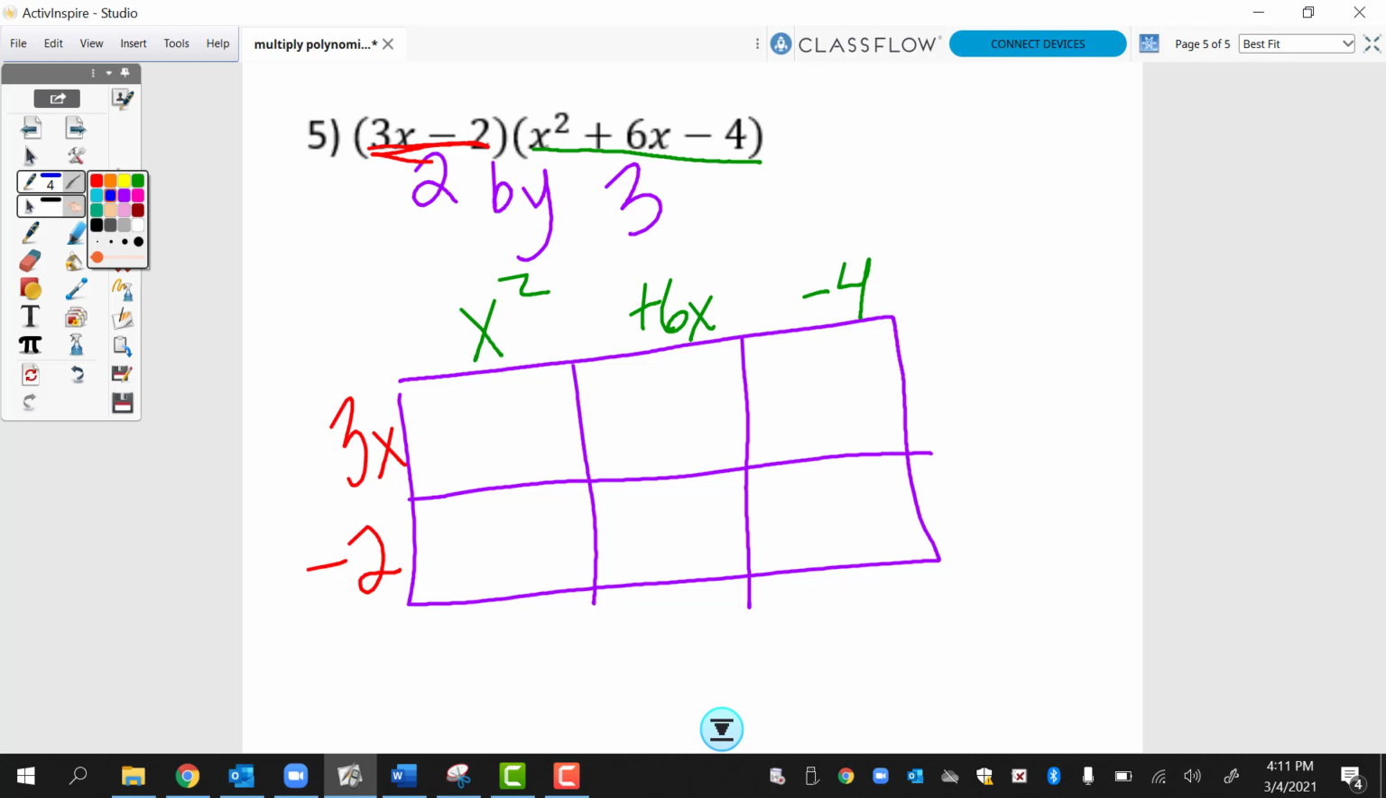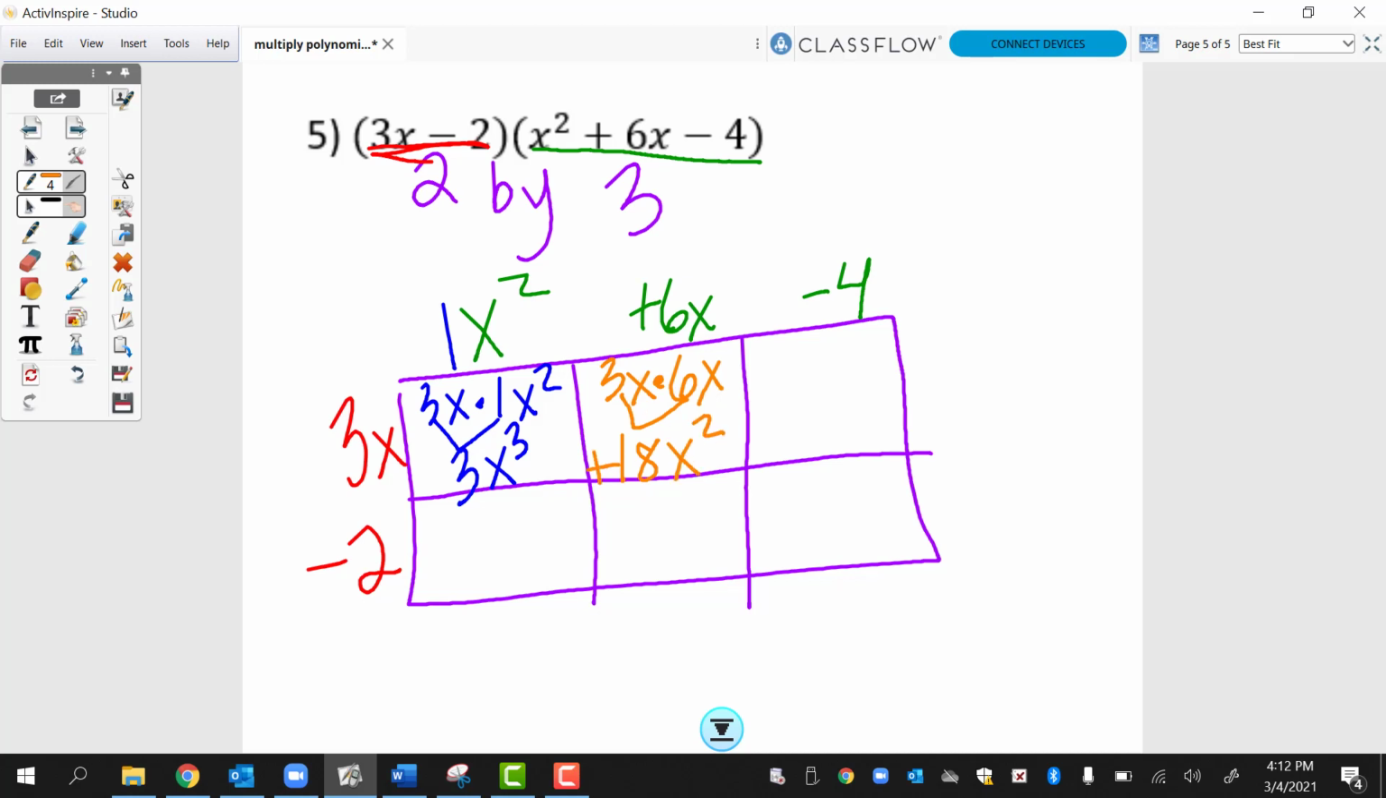We're still multiplying. So 3x times x squared, we know that's a 1x squared. So multiply the big numbers. 3 times 1 is 3. How many x's? 1 plus 2 is 3. So 3x to the 3. Okay, in this second box we have 3x times a positive 6x. Multiply your big numbers. 3 times 6 is 18. How many x's? There's 2 of them. So I put x to the 2.